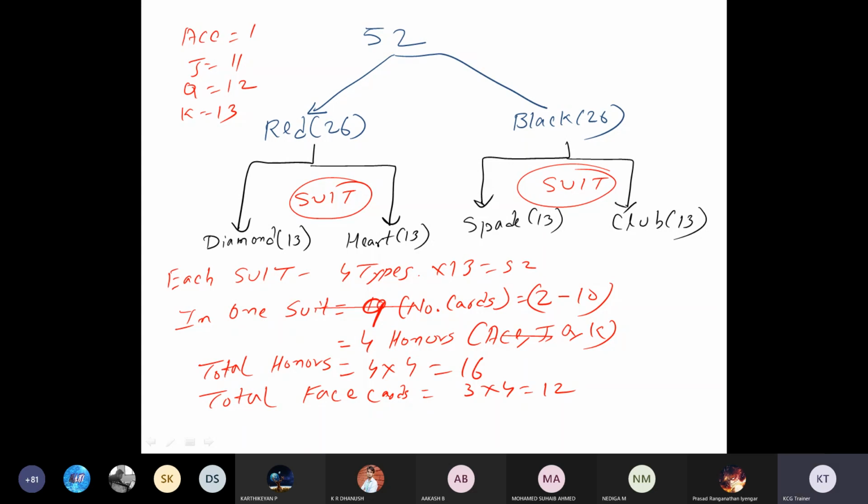So how many face cards? We have 3 face cards in one suit, that is jack, queen, king. So there are totally 4 suits, 3 into 4, 12 face cards. Each and every card, let it be an honor, let it be a number, is of 4 types: one of diamond, one of heart, one of spade, one of club.